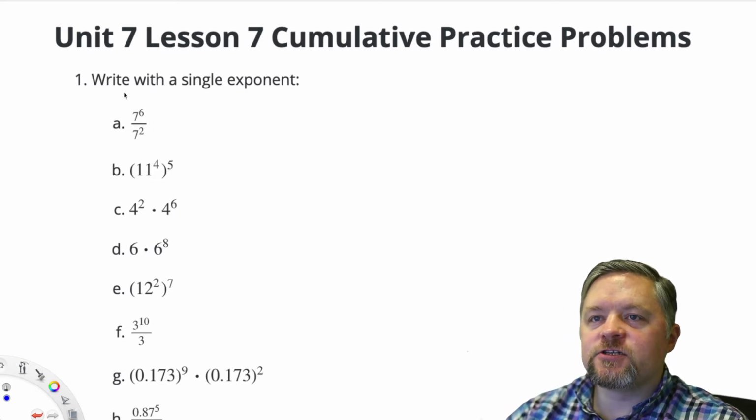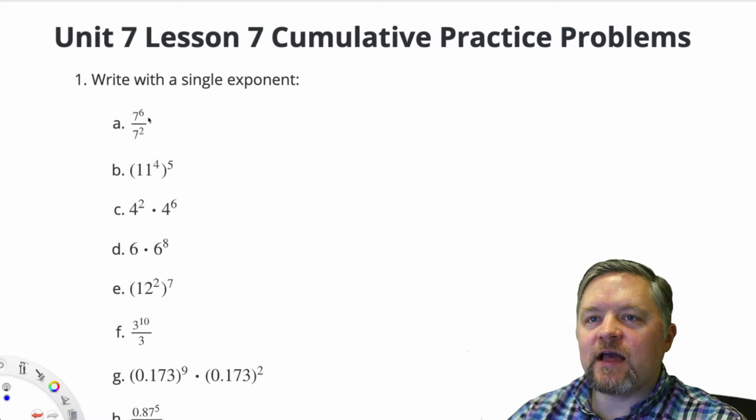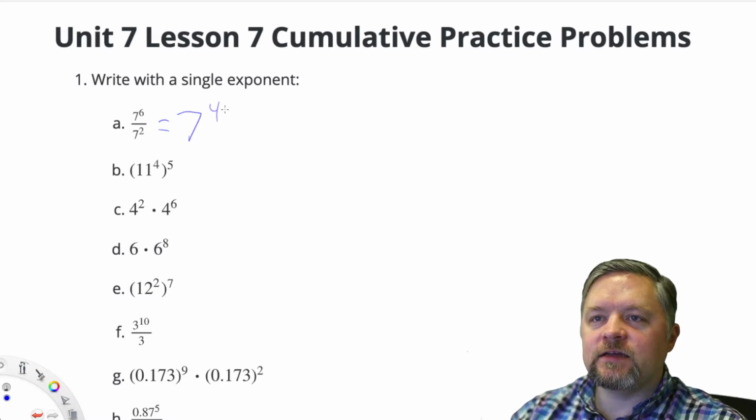Our first question here says write with a single exponent. So we have 7 to the power of 6 divided by 7 squared. When we are dividing, we subtract the exponents. 6 subtract 2 is 4.